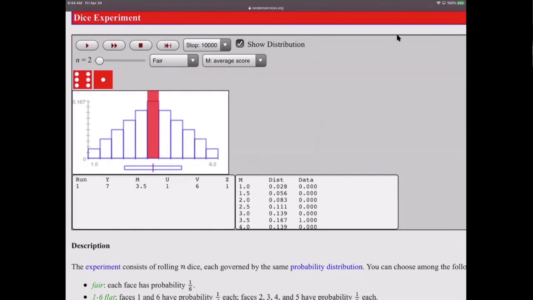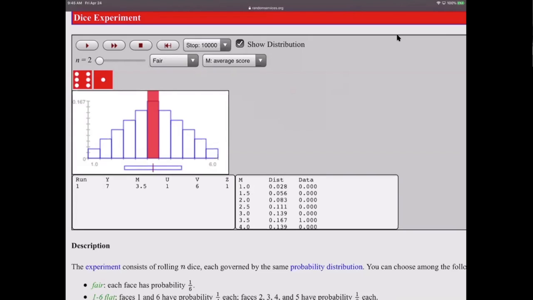That's just because there are so many ways to get a 3.5. You could get a 6 and a 1, which is 7, divided by 2, 3.5. A 5 and a 2, a 4 and a 3, a 2 and a 5, and it just keeps going on. There are more ways to roll a 7, and when you divide by 2, you get 3.5. So 3.5 is the most common average.